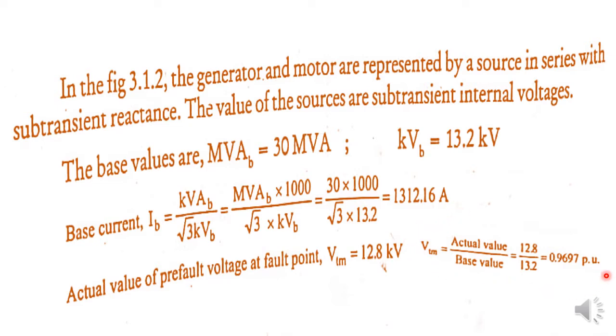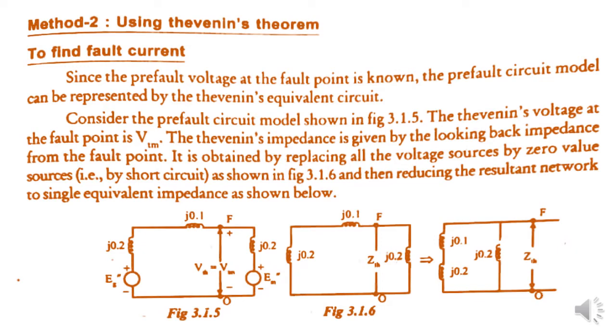And to calculate the terminal voltage of the motor in per unit value, we need to divide the actual value by the base value. Actual value is 12.8 kV by base value 13.2 kV. Calculating, we got 0.9697 pu. To find fault current using Thevenin theorem, we need to find Thevenin voltage and Thevenin impedance. Thevenin voltage is nothing but the terminal voltage of the motor, which is already given to us. To calculate Thevenin impedance, we need to short these two sources, EG double dash and EM double dash, and find the equivalent impedance as seen from the fault terminals.